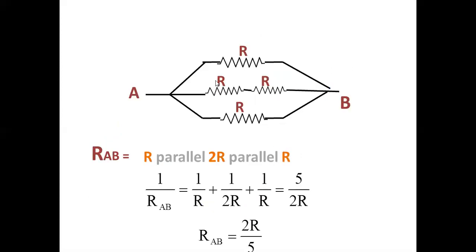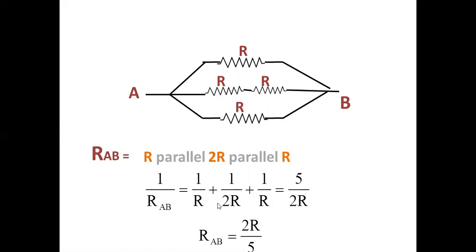So you can do one thing. If this is 2R, then R parallel R. Okay, you can do it anyway. Then 1 by R_AB, the resistance between A and B, is R parallel 2R parallel R. 1 by R_AB is 1 by R plus 1 by 2R plus 1 by R. 2R can be made common.